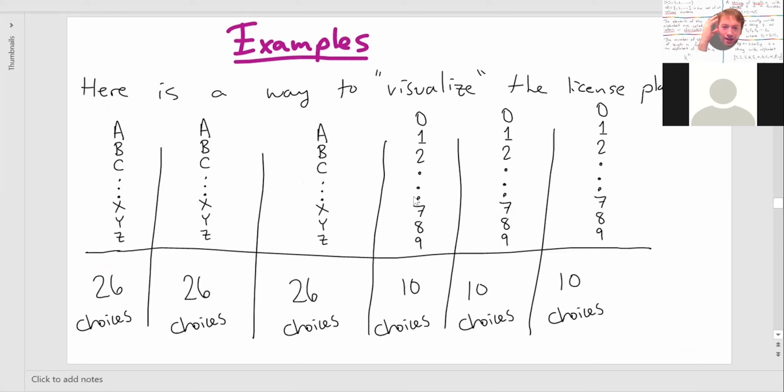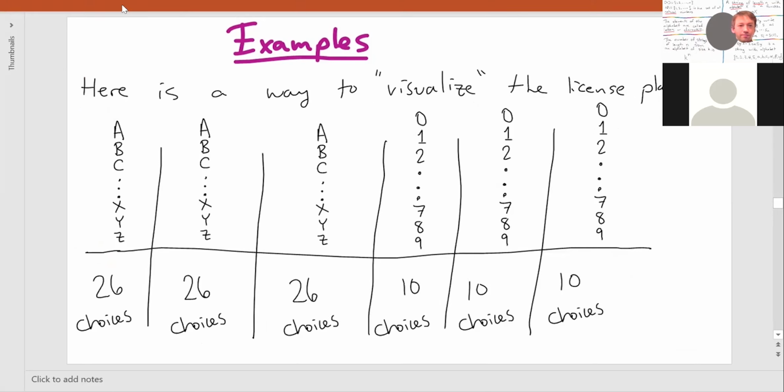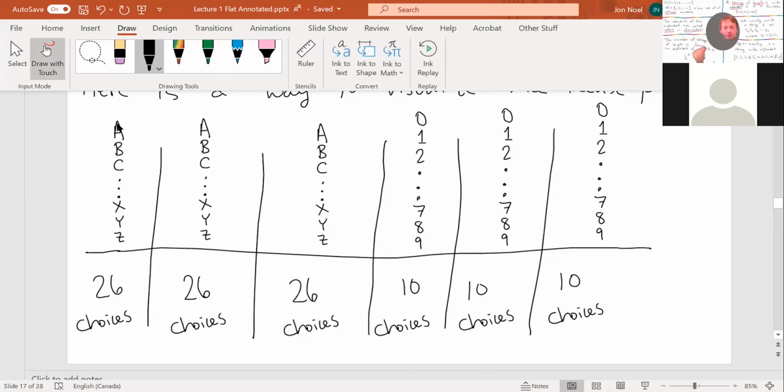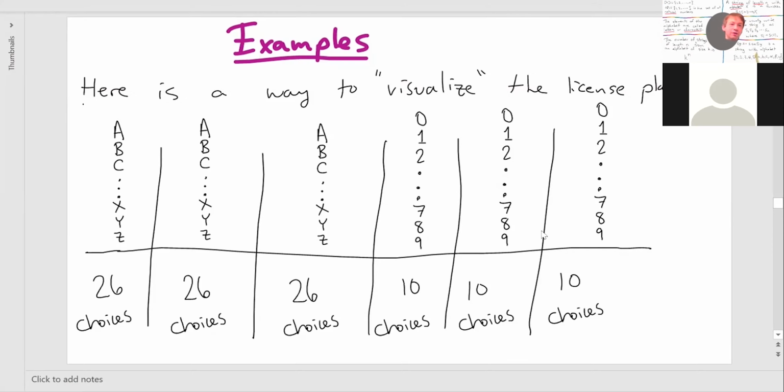Okay, yeah, that's a way to visualize it, but I think most of you kind of got it. In the future, you can visualize things this way. You can kind of think of it as columns, with 26 choices for the first column, 26 choices, 10, 10, 10. And that can apply to a lot of different questions.